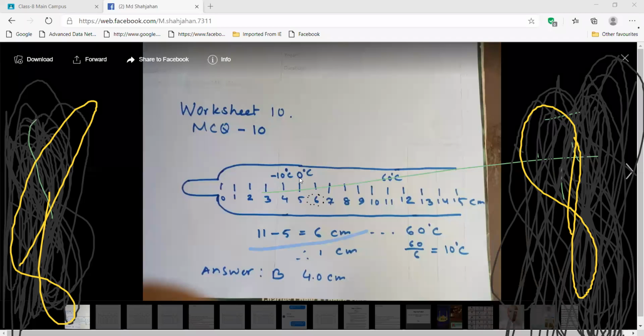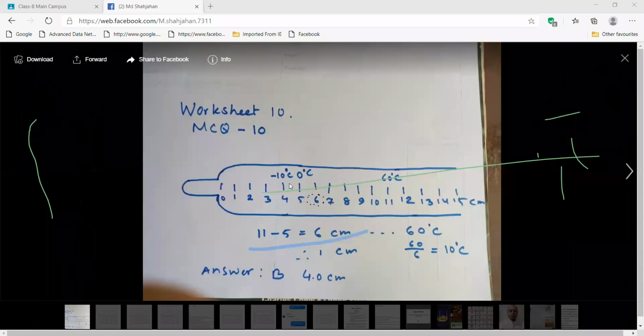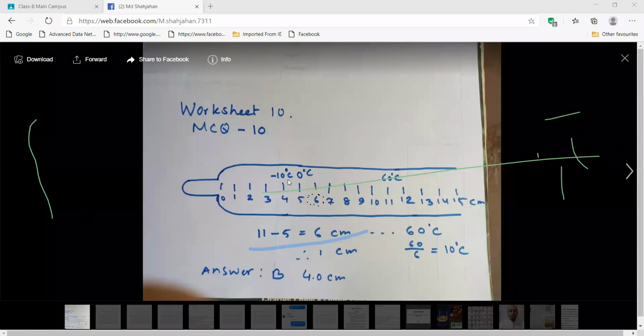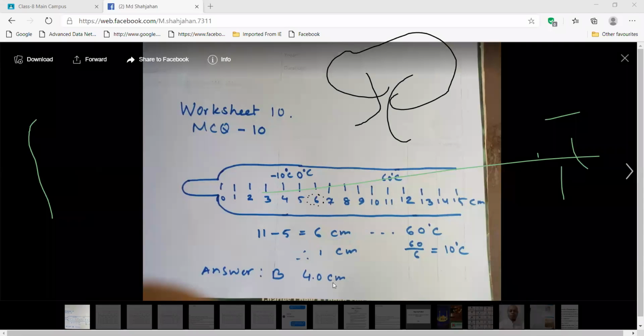Look, here it is 0. Then if you are going below 0, it is minus, right? So it is minus 10 degrees Celsius. For each centimeter, if you are going back, it gives you a 10 degree difference. So it is going down. That's why it will be minus 10 degrees Celsius, right? So our answer is 4 centimeters. This way, the idea of linearity is working in the worksheet.